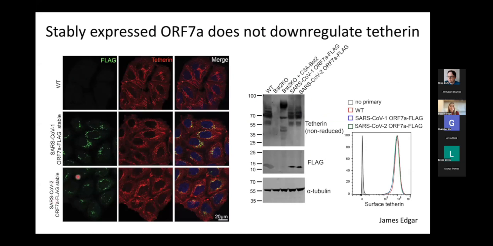So we looked at the overall protein levels. We looked at surface levels by flow cytometry. We looked at dimerization, using a mutant that is unable to form dimers. And we looked at glycosylation and couldn't see any major differences. We did see a slight difference in how punctate they seem to be with the tetherin ORF3a overlap, but it wasn't as marked as what's been published.